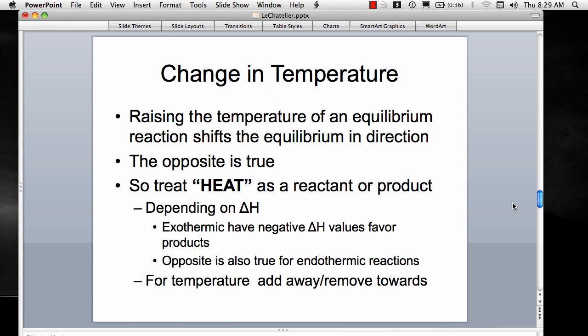We discussed this earlier. Change in temperature is exactly the same as the change in concentration. Add away, remove towards. And you can actually write the word heat as a reactant or product. Endothermic, which means delta H is a positive value, I'd write the word heat as a reactant. Exothermic, which means it's giving off heat, delta H would be a negative value, write the word heat as a product. Add away, remove towards.